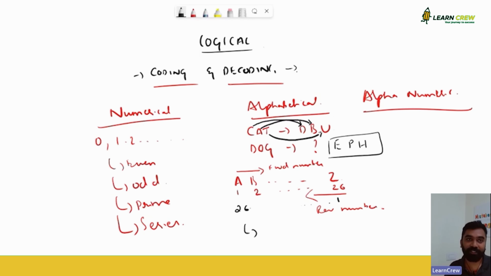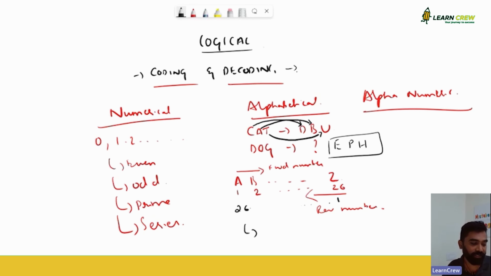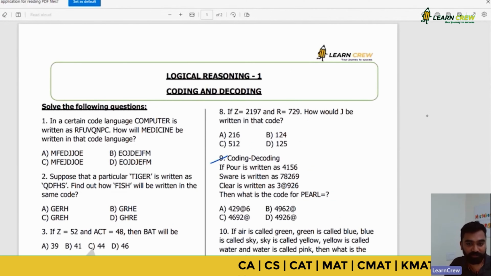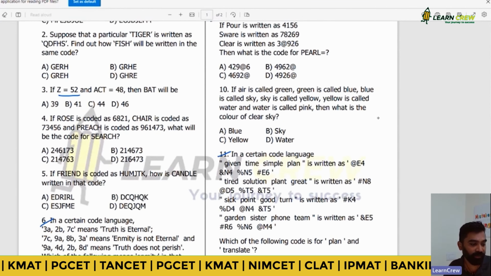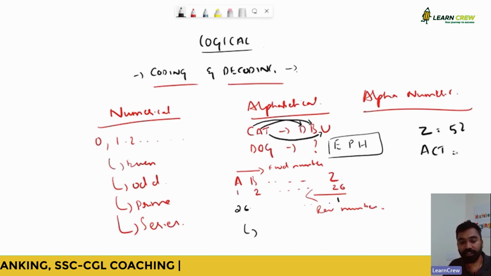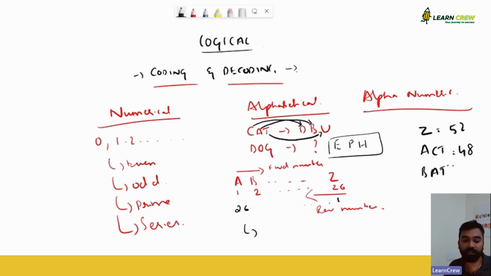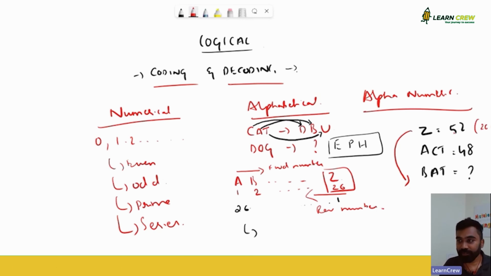Okay. Alphanumerical. What they ask over here is they give a number. Let us take the actual examples. They give a smaller number. Z is 52. ACT is 48. Then what will be BAT's value? Z is 52. ACT is 48. If Z is 52, what is the relationship? What you observe here? If Z is 52, it is 26 into 2. So the forward numbering of Z is 26, and when you multiply that 26 by 2, you're going to get 52.